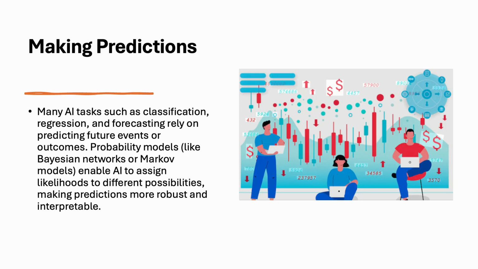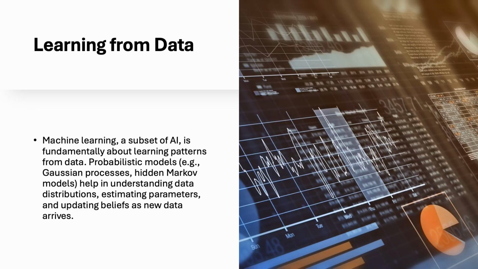Making predictions. Many AI tasks such as classification, regression, and forecasting rely on predicting future events or outcomes like stock prices, the possible snowstorm, or a tornado. Probability models like Bayesian networks or Markov models enable artificial intelligence to assign likelihoods to different possibilities, making predictions more robust and interpretable.